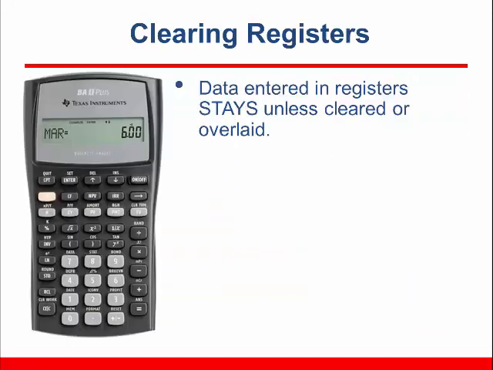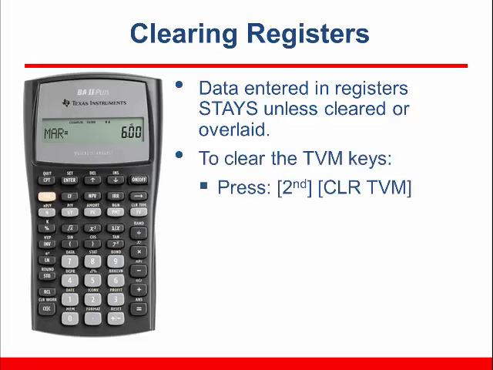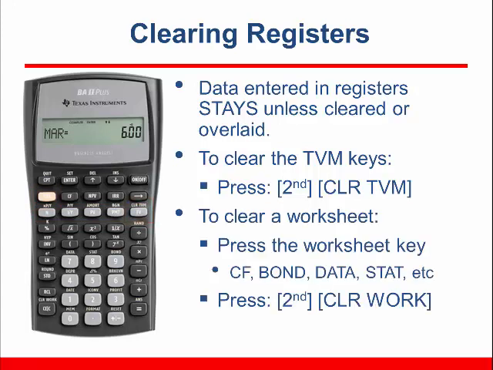This is important. Values entered in registers and cells stay in the cell unless overlaid or cleared. Sometimes this is a plus, as you need to repeatedly use values in successive computations. But to be safe, registers and worksheets should be cleared before starting a new calculation. To clear the TVM keys, the gray row of keys across there, N, I/Y, PV, PMT, and future value, press second and clear TVM. To clear a worksheet, press the worksheet key, cash flow, bond, etc., and press second and clear work. This is especially critical with worksheets which may have a variable number of cell entries.